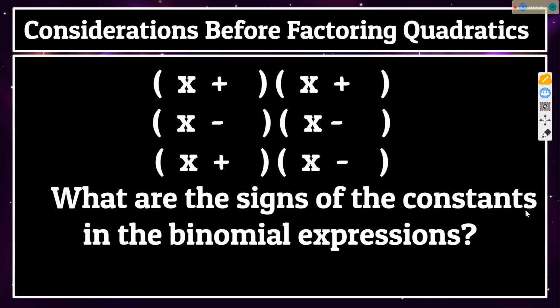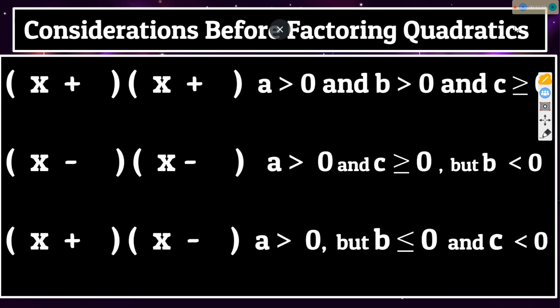And then we want to think about what are the signs of these expressions. What are the signs of the constants in the binomial expressions? That's going to be the most important question. So once you get the blank parentheses, once you get the x in there, you want to think about this.